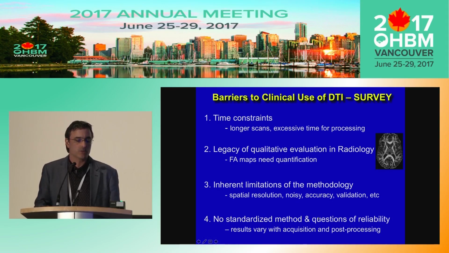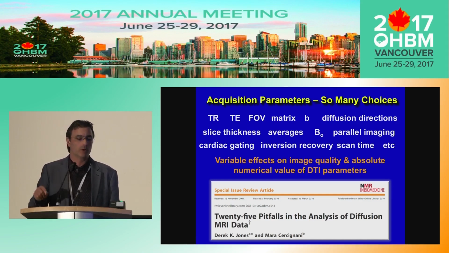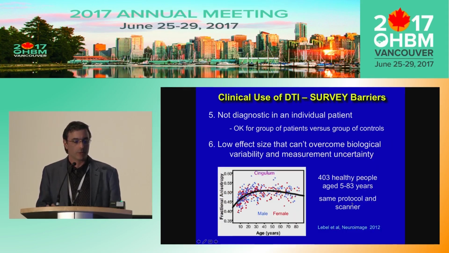And we heard a lot about this in terms of acquisition and post-processing. You know, there's lots of things you can vary: TRs and TEs and field of views and slice thickness and cardiac gating and inversion recovery and et cetera, et cetera. All these things are going to have an effect on your image quality and the absolute numerical value of your DTI parameters. They're not all going to be the same, right? And then in analysis, this is a review article by Derek Jones and Mera, published in 2010, and they had 25 pitfalls. And I guess if they wrote a paper today in 2017, it would be 50 pitfalls in the analysis of diffusion data. So you have to be a bit careful.